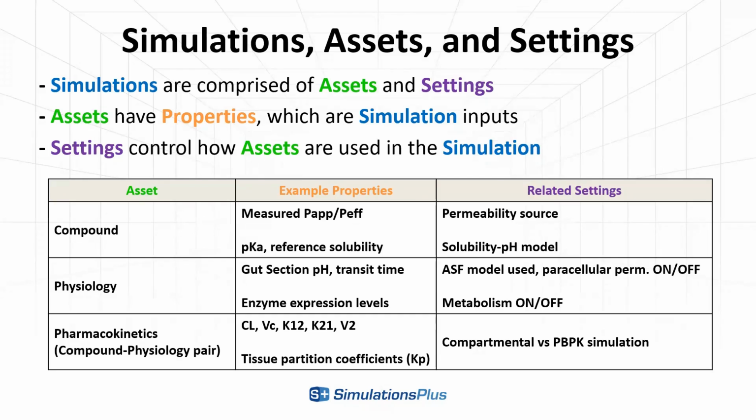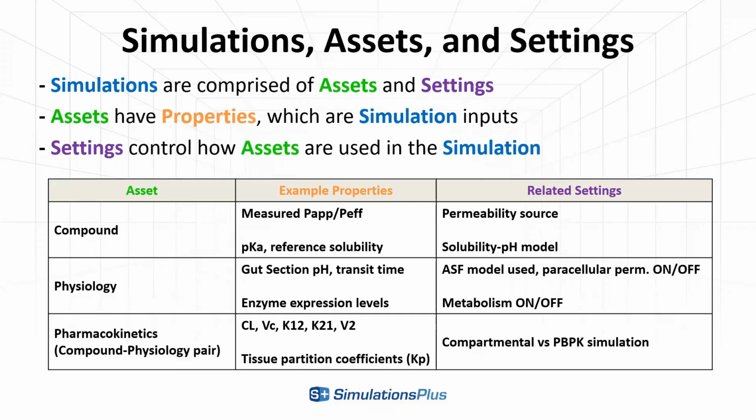Pharmacokinetics are a bit of a special case in GPX, as they are properties of a compound physiology pair. For example, a compound may have different distribution and clearance in rats versus humans, so these properties are specific to each species' physiology for that drug.